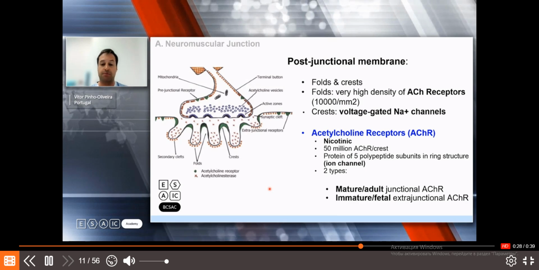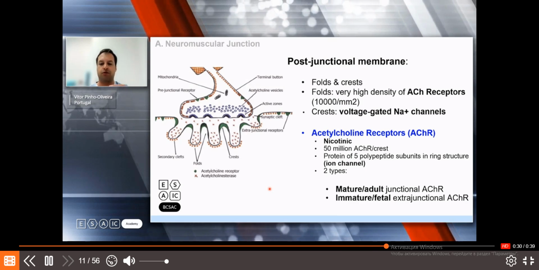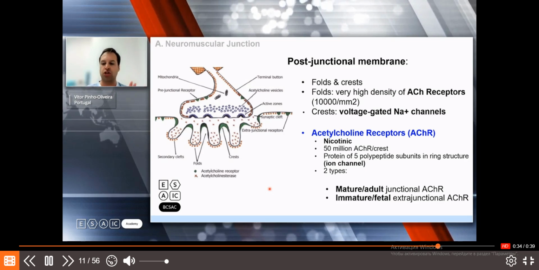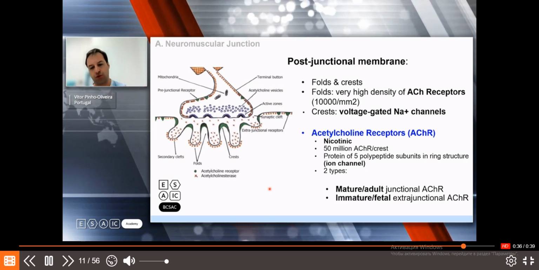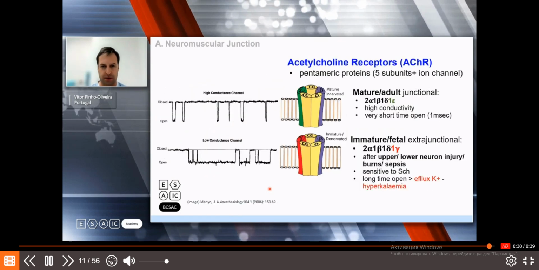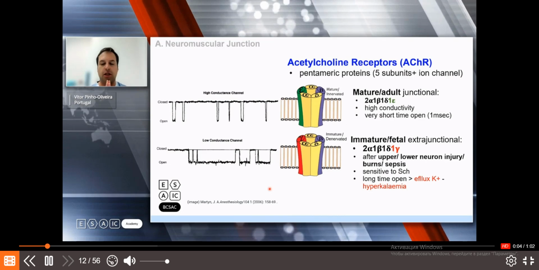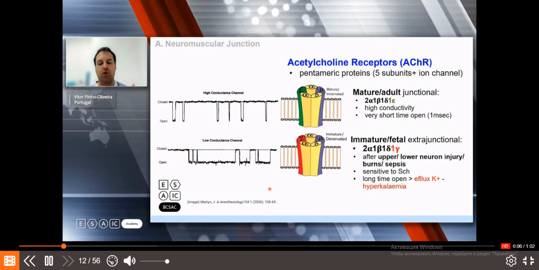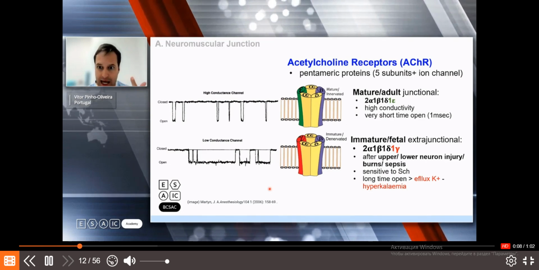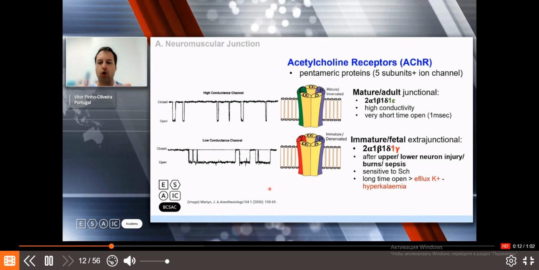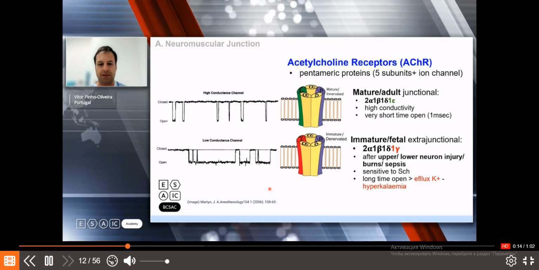They are made of five polypeptides that form an ion channel, and we have two types of them: the mature ones, junctional receptors, and the immature or fetal extrajunctional receptors. The mature adult junctional receptors are composed of 2 alpha, 1 beta, 1 gamma, and 1 epsilon subunit. They are highly conductive, and they open for a very short time.